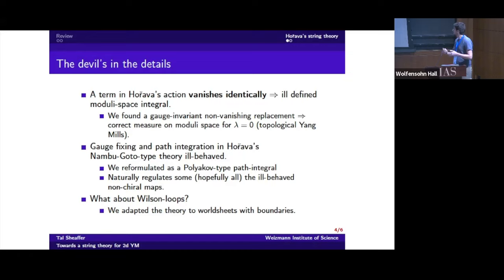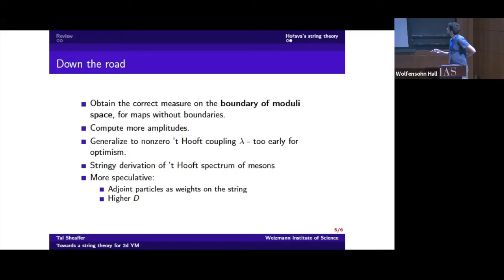And presumably, if we can properly do that at finite coupling, then it should just be a matter of generalizing these boundaries, allowing them to fluctuate and be weighed by some mass term to describe the 't Hooft model of fundamental quarks. So down the road, although we've obtained the correct measure on the moduli space of extremal area maps in the case where there's no boundaries to moduli space, we need to deal with the case where the moduli space has boundaries. And we need to compute some more amplitudes, less basic ones, and see that we're getting something sensible. Generalizing to non-zero 't Hooft coupling, Horava says it should be done, but we're not sure at the moment. I hope it can be done.